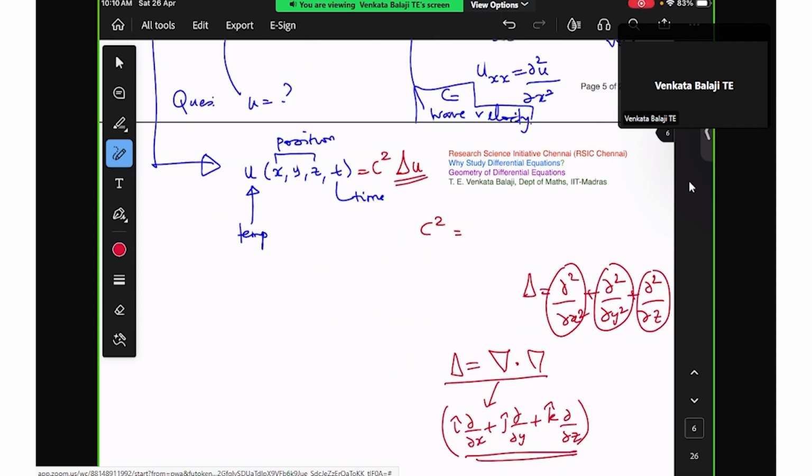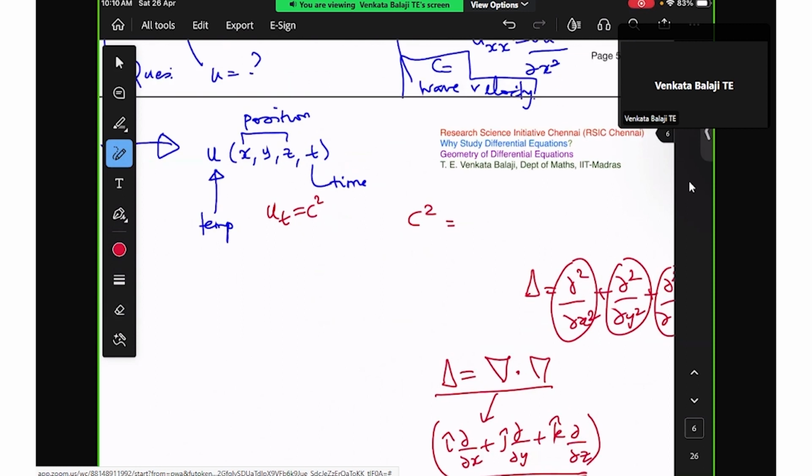Sorry, I should have put u_t on the left side, so let me write it like this: u_t is equal to c squared delta u. What is this c squared? This c squared is k by rho sigma. And what are these? They are connected with heat. As you can expect, k is what is called the thermal conductivity.